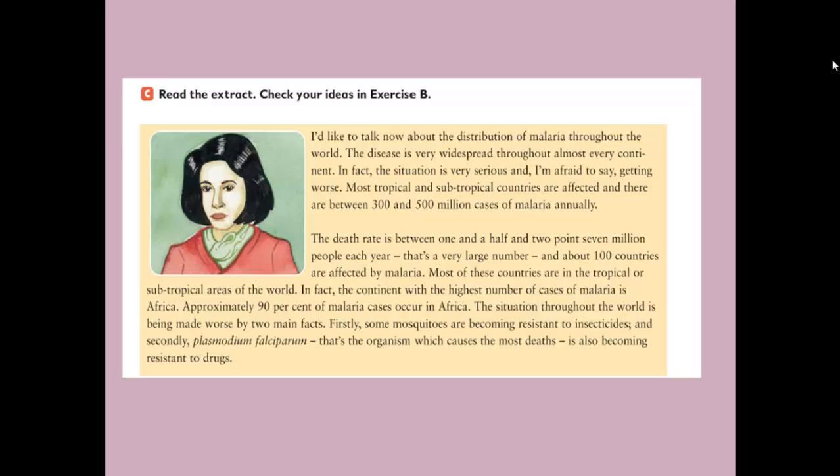So, we can come back to the previous exercise number B. Number 1. Malaria exists in very few countries or is very widespread. No, malaria is very widespread. Annually, there are around a million or around 500 million cases of malaria. Number 3. About 500,000 or nearly 3 million people die. No, nearly 3 million people die of malaria every year. The continent that has the highest number of malaria cases is Africa. And drugs that fight malaria are becoming less effective.